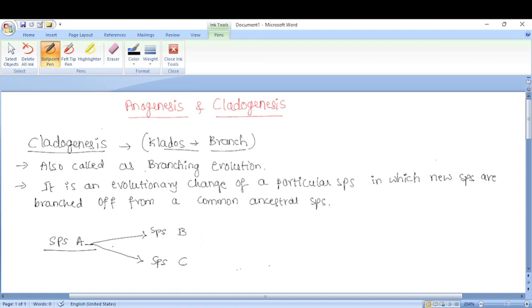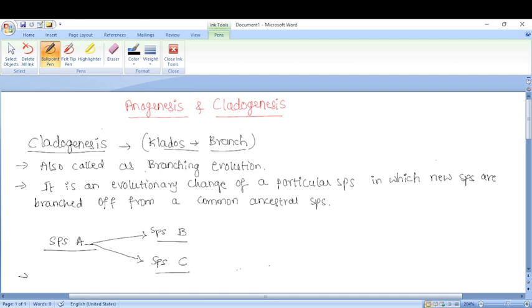Is it clear? Cladogenesis. Now, in case of cladogenesis, after the formation of species B and species C, there is no extinction of species A as in case of anagenesis. In case of anagenesis, once species A is transformed or changed into species B, there will be extinction of the original species. But in case of cladogenesis, there is no extinction of the ancestral species.